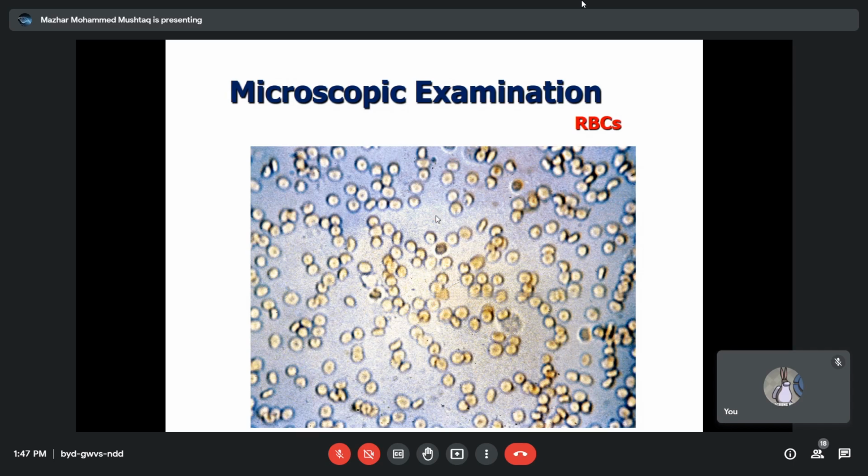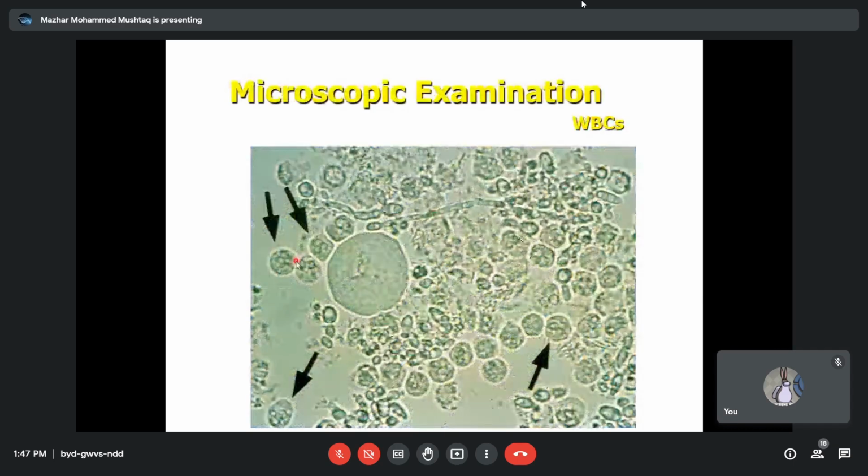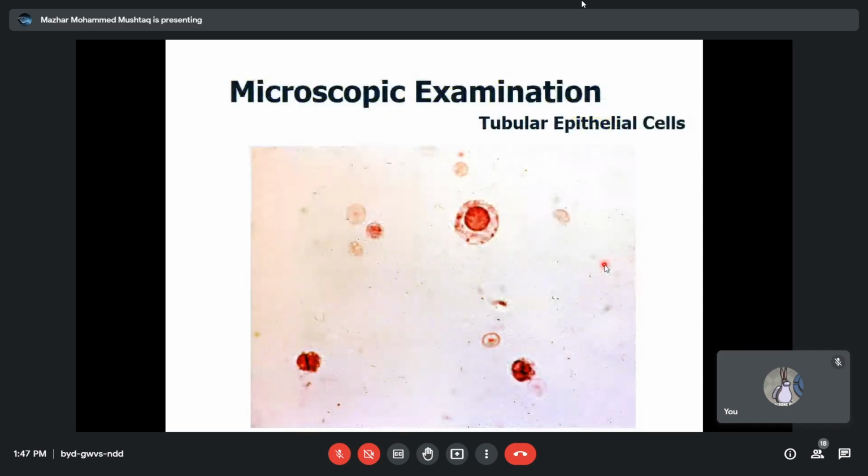Similarly, you can see here WBC. These are all the WBCs, and you can clearly see they have many nuclei, multilobulated nuclei. You can see it in some of them, and this is WBC. Similarly, if we go on, these are the epithelial cells. You see circular epithelial cells, cuboidal also. With the special dye or stain, you can clearly identify them.